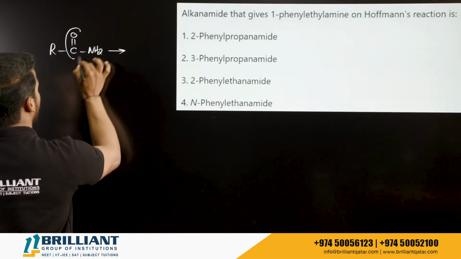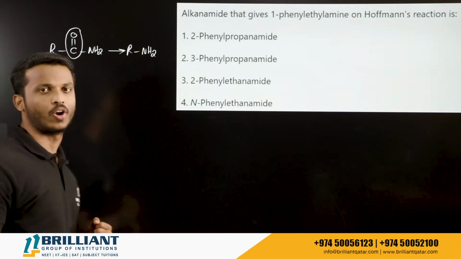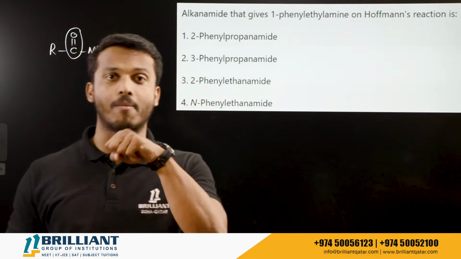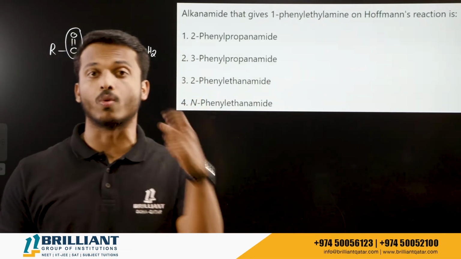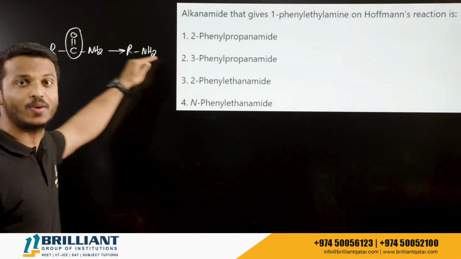You can just remove the CO group. What is left? RNH2. This reaction is called what? Hofmann reaction. So Hofmann reaction is the conversion of an amide to an amine with 1 carbon less in the product, because you're removing the CO group from the amide and making the amine.